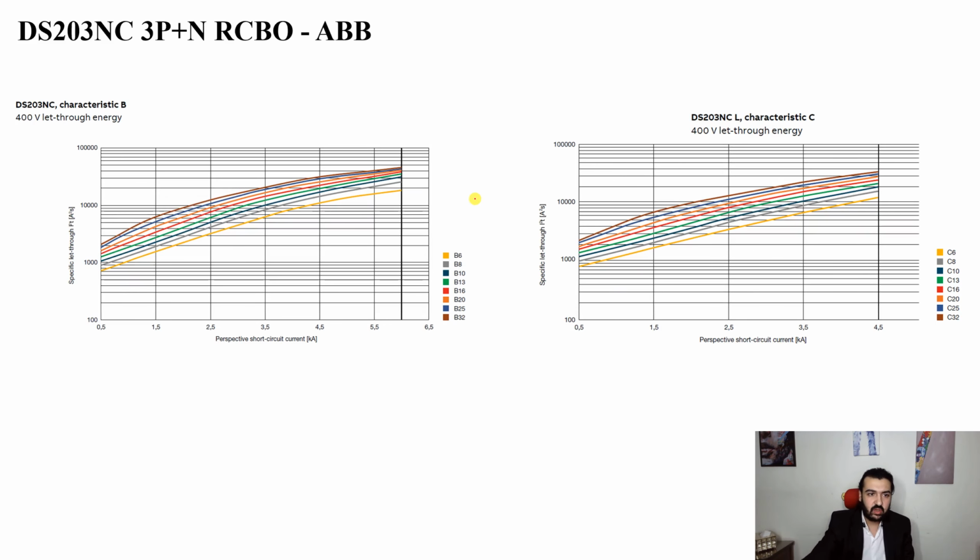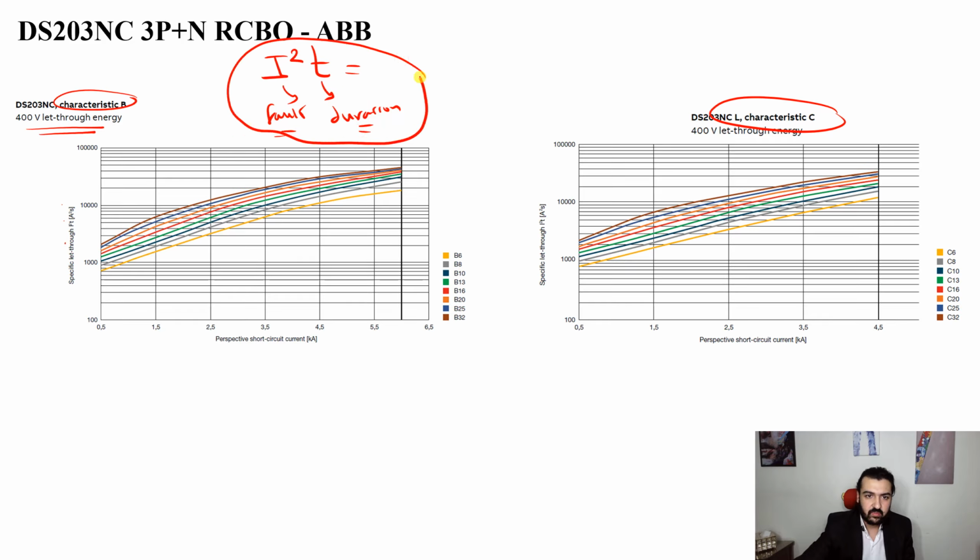Now let's look at this one here. Here we have another property which you can find called let through energy, characteristics B and C. What does let through energy, or specific let through energy, mean? This is simply I square T. I represents the fault current, and T is the duration before the circuit breaker cuts the circuit. This represents the amount of energy that goes through the equipment before the circuit breaker cuts the circuit.